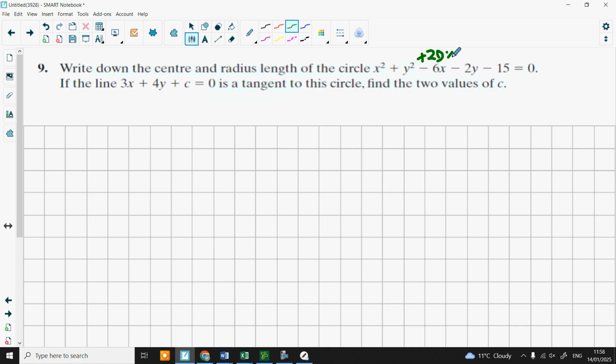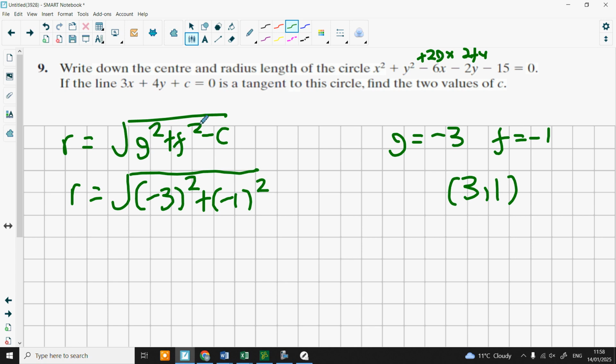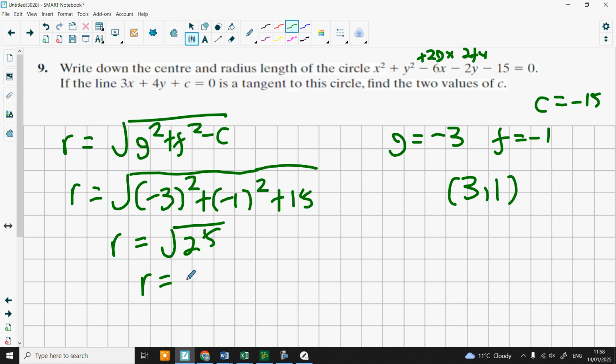Plus 2gx. G is minus 3. 2fy. F is minus 1. Center of the circle is 3, 1. Okay. Radius is the square root of g squared plus f squared minus c. So radius is, what's g squared, guys? Minus 3 squared plus f squared and minus c. C is minus 15, so that's plus 15. We got root 25 to make 5. Okay.